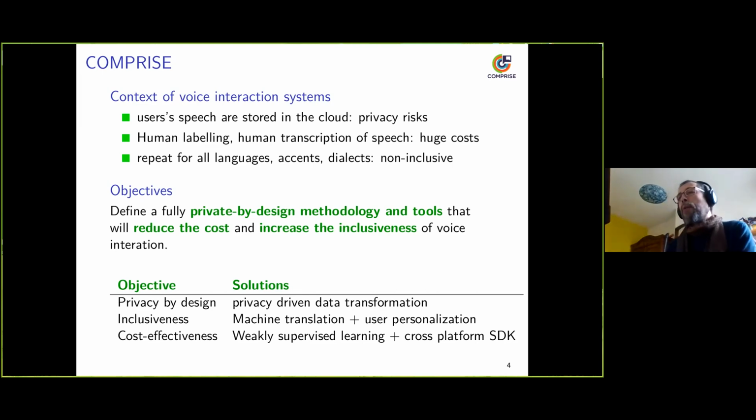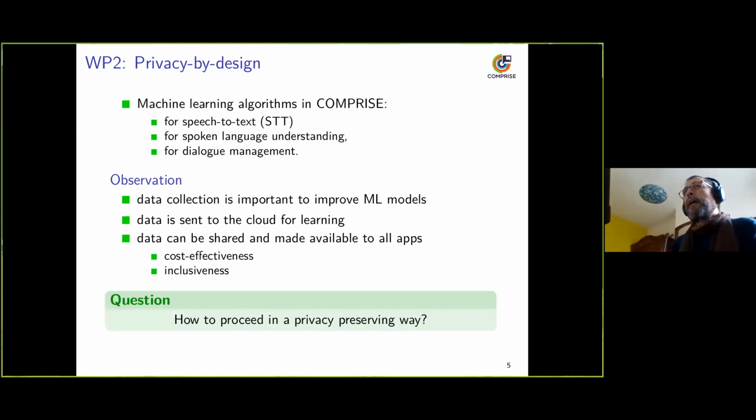So this can be summarized as designing a fully private by design methodology and tools that will reduce the cost and increase the inclusiveness of these voice interaction systems. In order to do so, we design privacy-driven data transformation in order to meet these privacy requirements. And for inclusiveness, we did machine translation and user personalization. And for cost effectiveness, we used weakly supervised learning in this process, together with the availability of an SDK. And we'll focus now on the work package 2 dedicated to privacy by design.